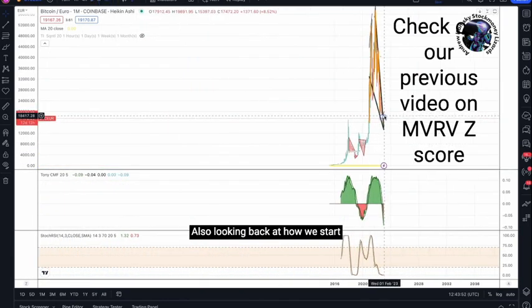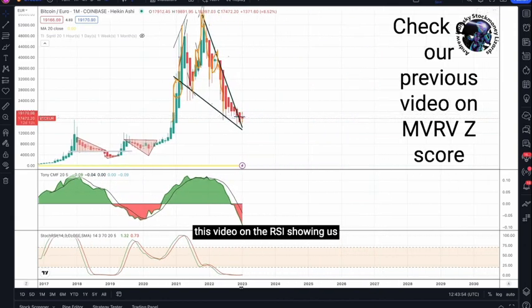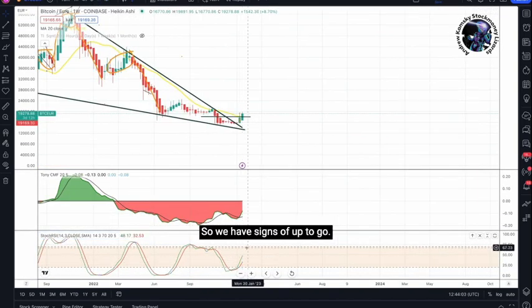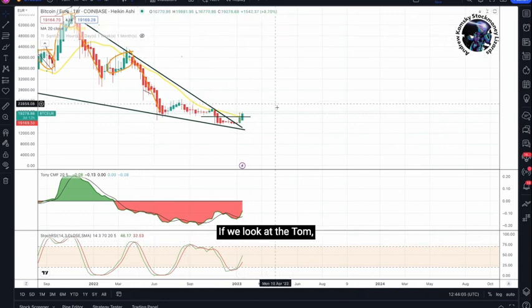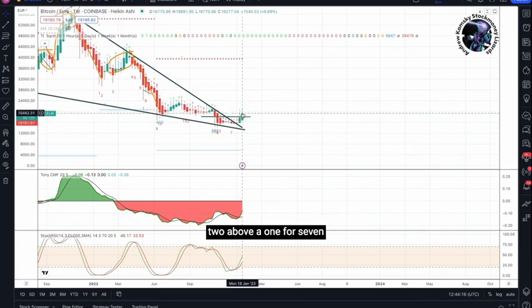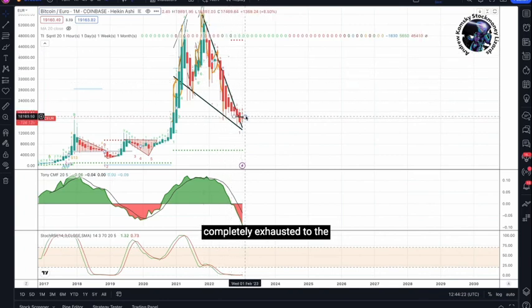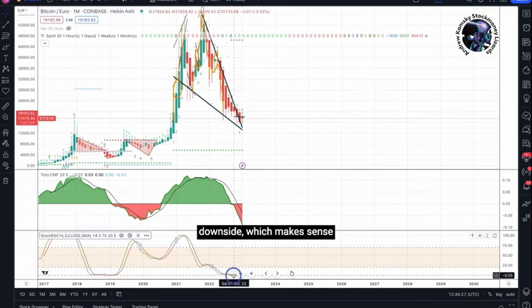Also, looking back at how we started this video on the RSI, it's showing us signs that it only has up to go. On the weekly, we are somewhere in the middle, so we have signs of up to go. If we look at the DeMark indicator, we are looking good with a 2 above a 1 for 7 more consecutive weeks. And on the monthly, we seem completely exhausted to the downside, which makes sense when you compare it to the RSI.